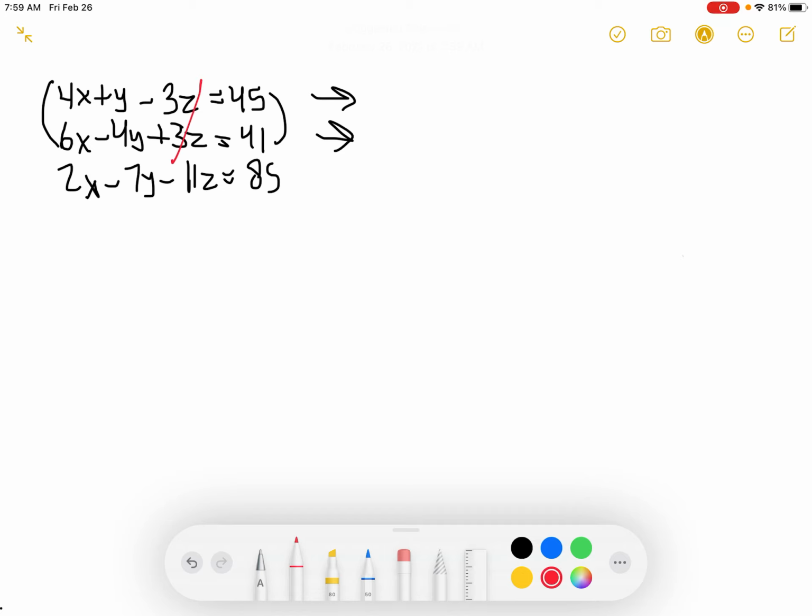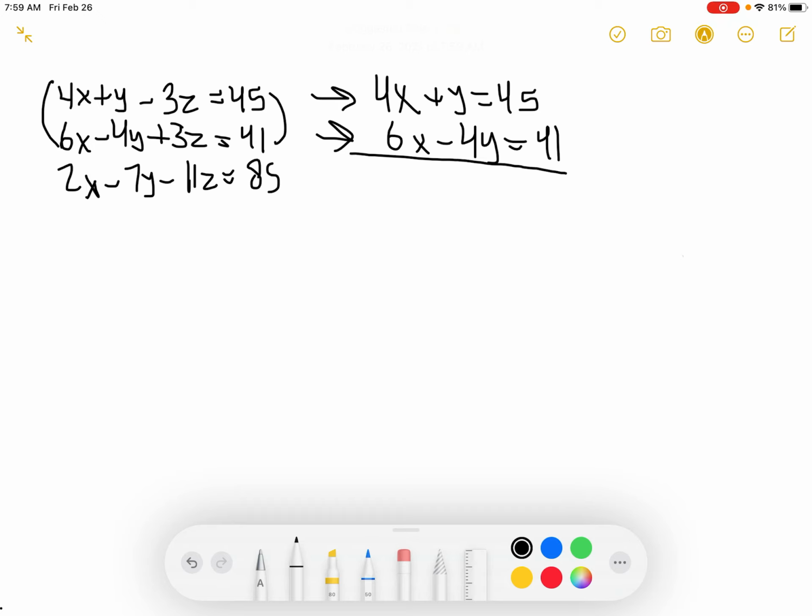Okay? Cancel out. So we have 4x plus y equals 45. Then we have 6x minus 4y equals 41. And once again for this video, it's easy to make mistakes on this, so you have to be careful with your math on here. So 4x plus 6x is 10x. Y minus 4y is minus 3y. And then 45 plus 41 is 86.